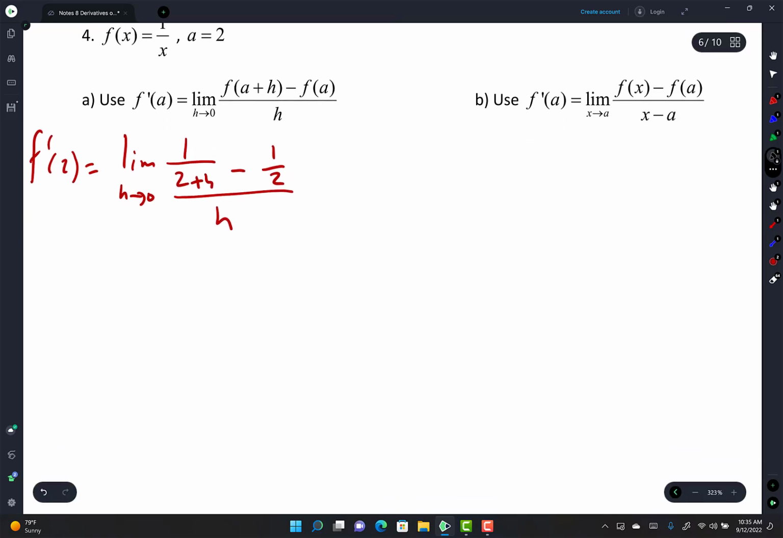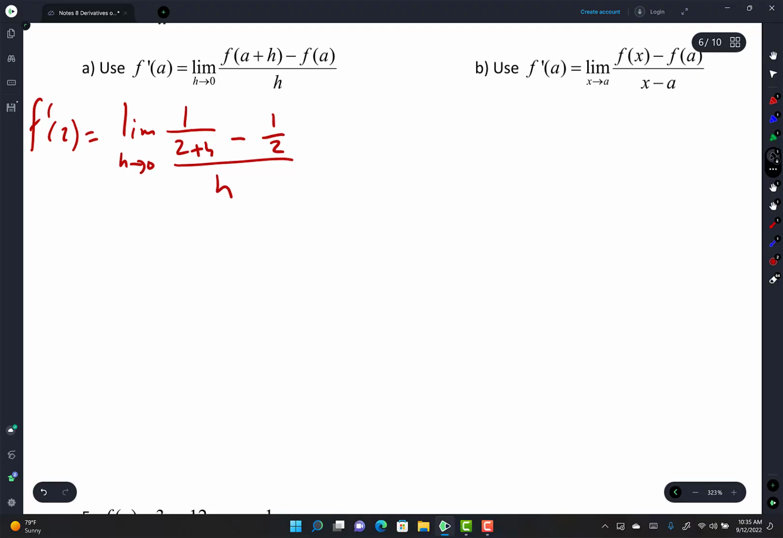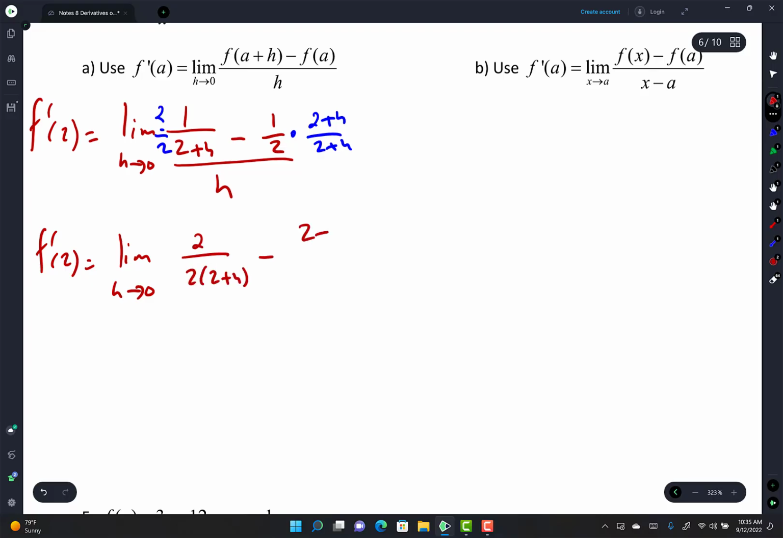Okay, check it out, guys. All I'm doing is using algebra. I'm going to multiply this one by 2 plus h over 2 plus h. Multiply this one by 2 over 2. f prime of 2 equals limit as h approaches 0 of 2 over 2 parentheses 2 plus h, minus 2 plus h over 2 parentheses 2 plus h, all over h. Maybe I should have done it in one line.